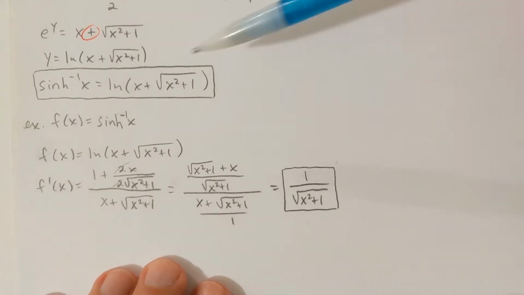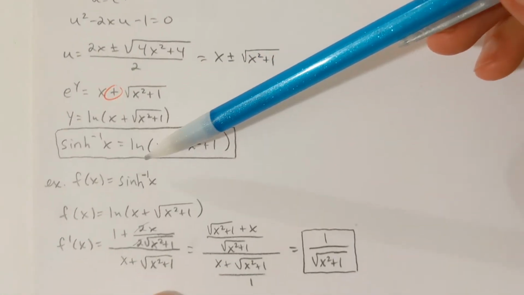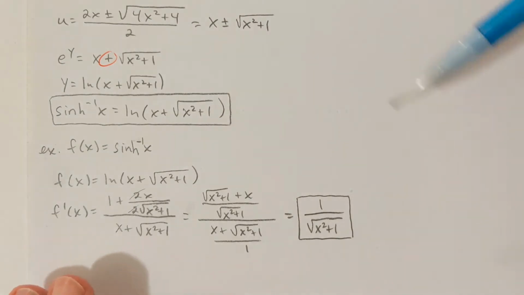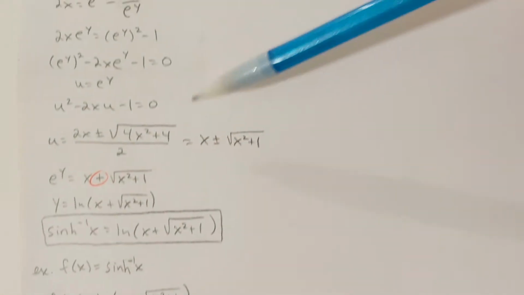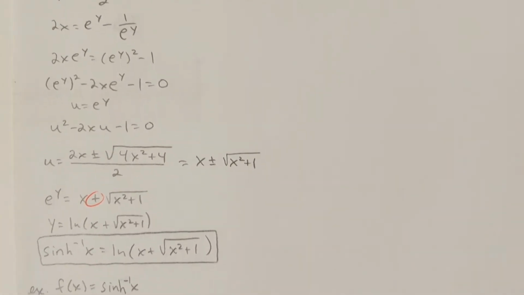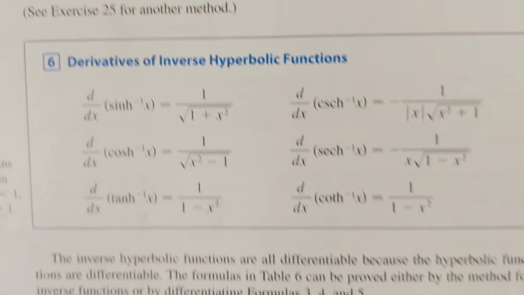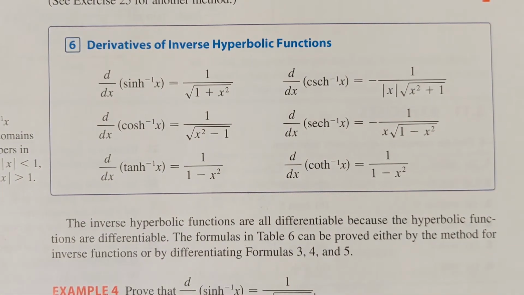Okay, so that would be how I would get the formula for the derivative of the inverse hyperbolic sine of x. If I wanted to know how to get the formulas for the derivatives of the other inverse hyperbolic functions, I would have to do a similar thing that you see here. Those formulas are in the book, and it looks like they're on page 263. You can refer to those formulas if you'd like. These are not formulas that you have to have memorized.